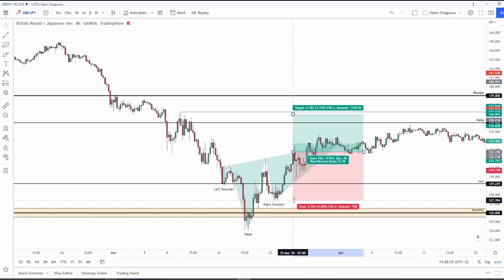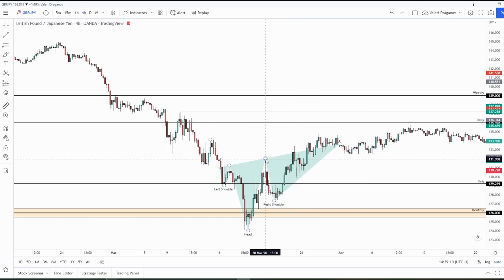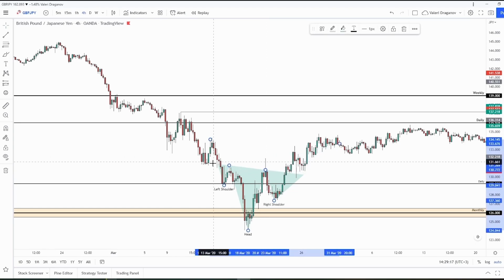Our stop would be 546 pips. I'm not going to adjust it, but you can see the stop is too big. And our entrance is very late. That's why you have to avoid trading situations like this. If this tail here wasn't there and the head and shoulders was like this, it would be perfect.